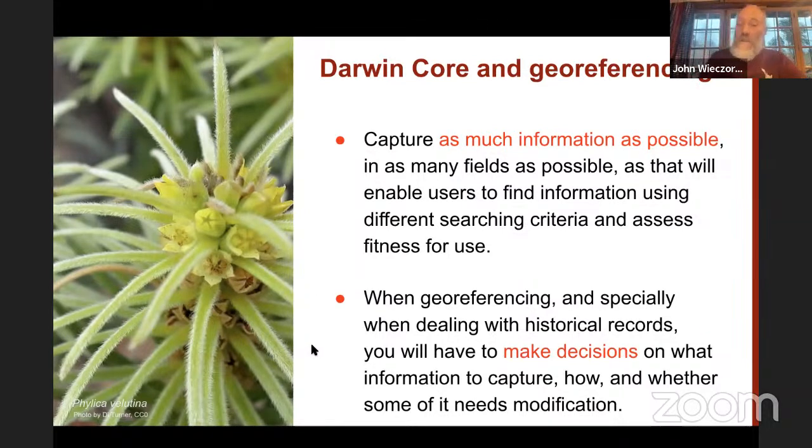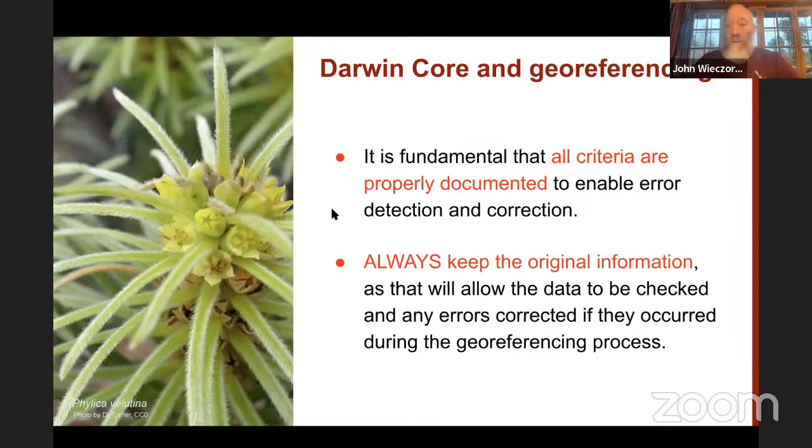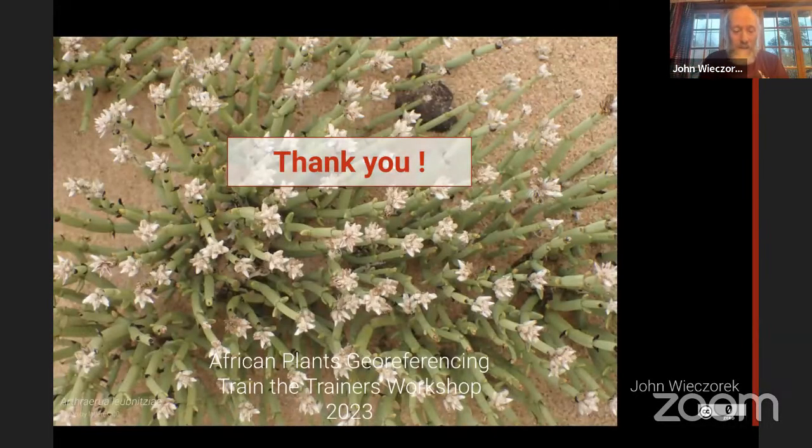Then, when georeferencing, and especially when dealing with historical records, sometimes you have to make decisions about what information to capture, how to capture, and sometimes some of it needs modification. And when you make those decisions, you have to document them. In other words, what you have done needs to be reproducible by other people. And then finally, just to hammer it home one last time, you always keep the original information. And that allows things to be checked all the way back to the origin, anytime in the future, during any georeferencing process or any georeferencing review. So I hope that was all good and clear, and that you can take all these messages to heart as we move forward into the more and more detailed parts of how to do the georeferencing. Thank you for that. I'll stop sharing now.